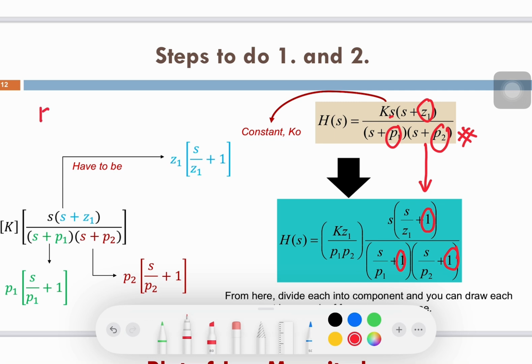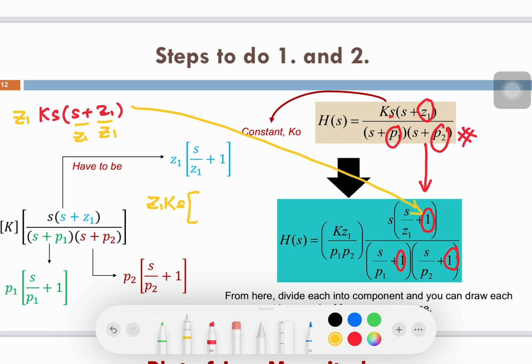Let's say you have K S, S plus Z1. It must be 1 like this. So how? Divide by Z1. When you divide by Z1, you have to multiply by Z1 here. Therefore, you can see Z1 K S and then S over Z1 plus 1, where the zero is at Z1. The K you can bring further outside, like this. Alright, so you can have this.